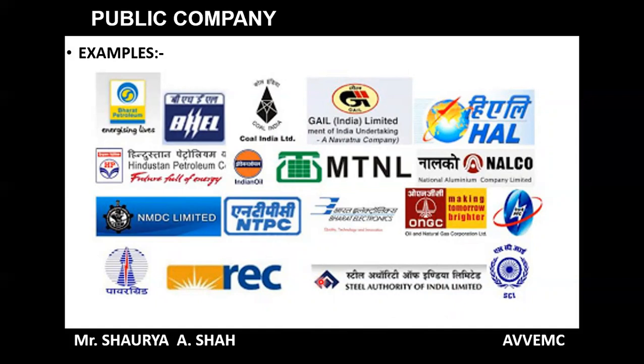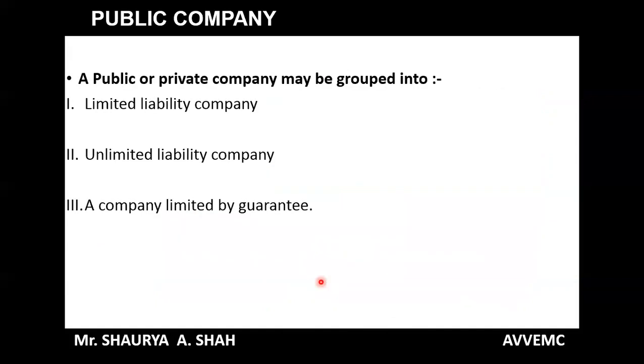I hope it is clear to each and every student. So this was your public company limited examples. With examples, you can understand it in a much better way. Now, a public company or a private company, whatever the case is, can be divided into three categories. In the last lecture, I gave you a brief idea about it, students. So, in three categories, you can divide these companies.